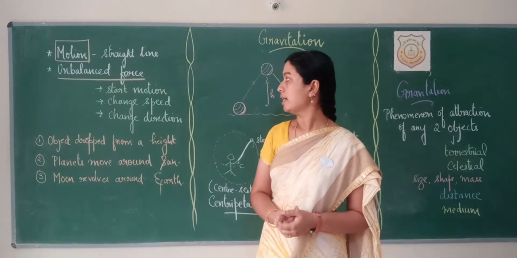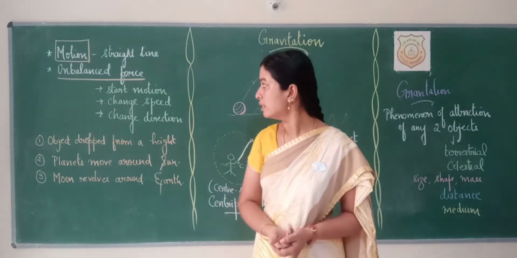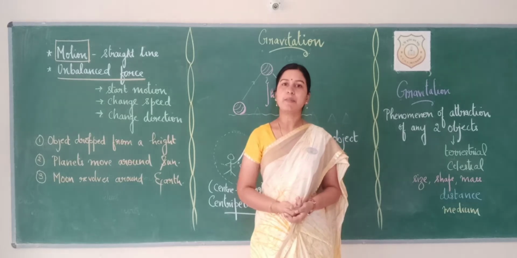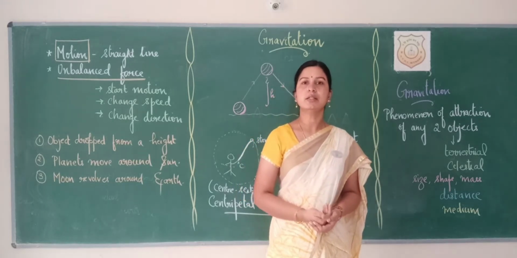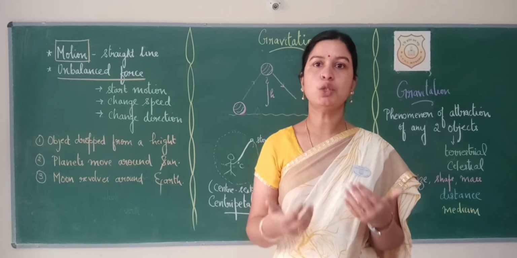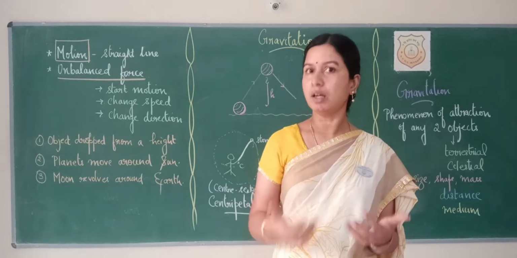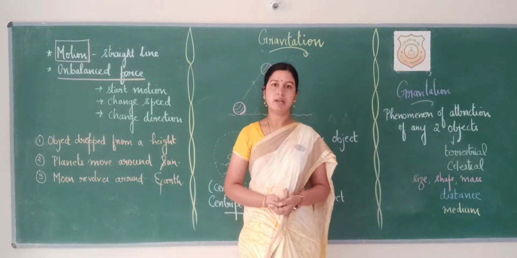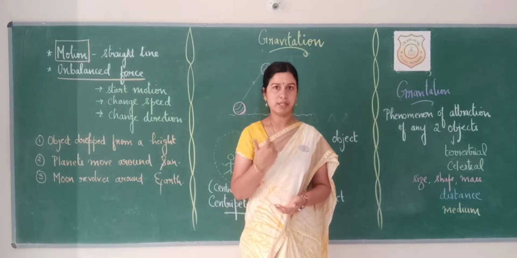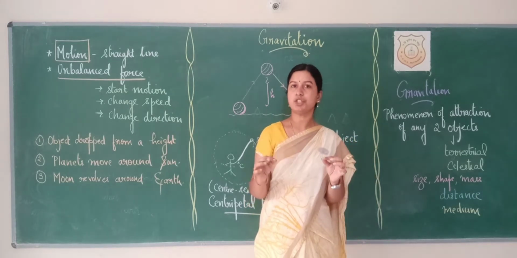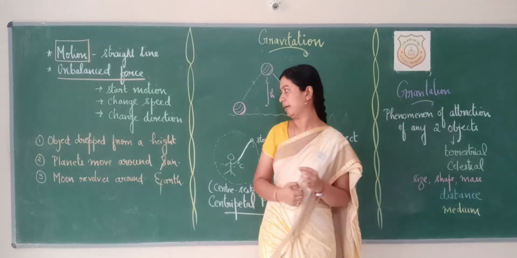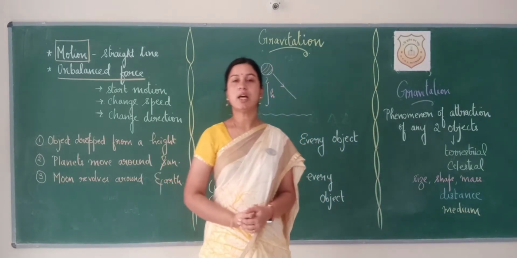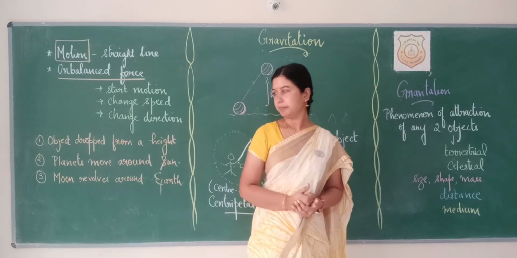Now let us just take some examples or situations. When an object is dropped from a certain height, what happens? It automatically falls towards the ground or towards the earth. Planets move around the sun in circular orbits. At each and every instant of their motion, the direction keeps on changing. The moon also revolves around the earth in an orbit.